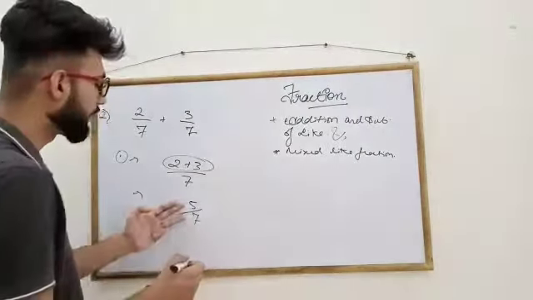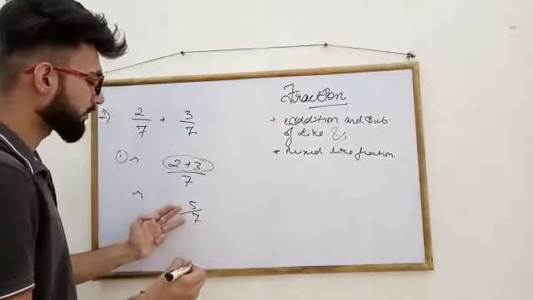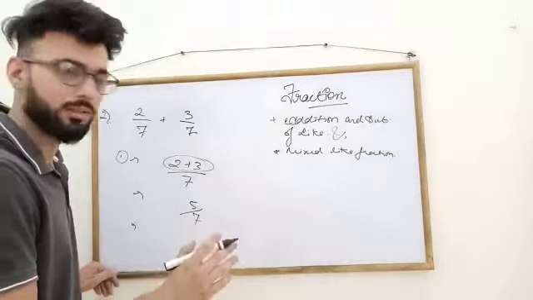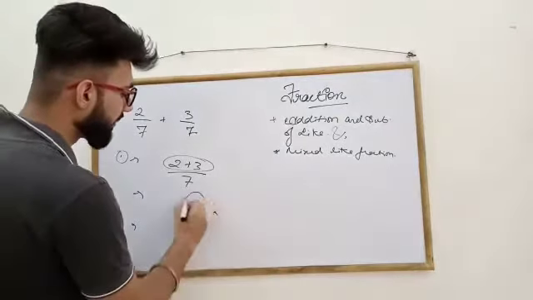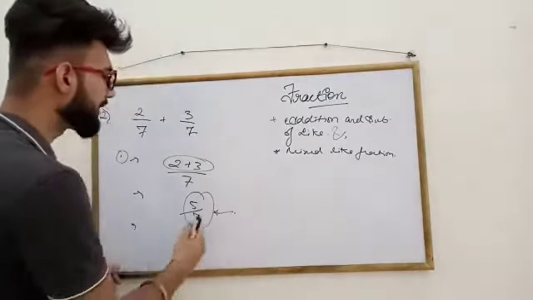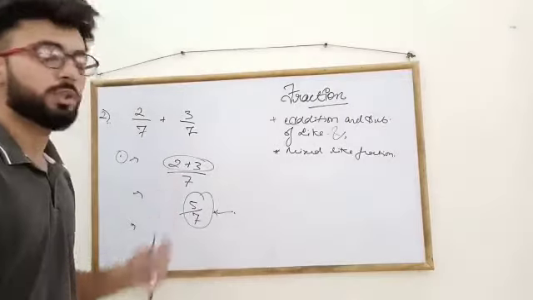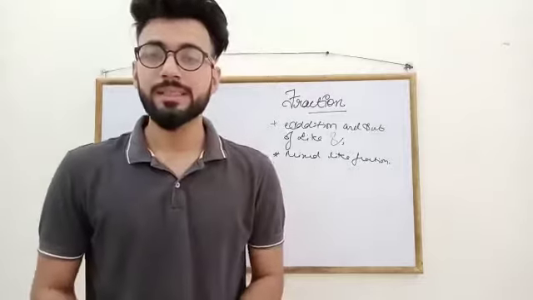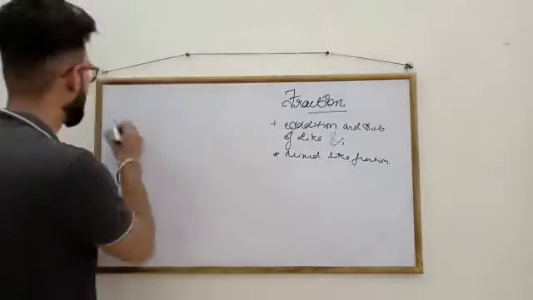Now, the third step, we need to simplify it. We need to bring it down to the simplest form. So, do 5 and 7 have any number in common, any multiple? No. So the answer would be 5 upon 7 itself. So in this manner, we solve addition of like fractions. Now, let's move on to the second topic, that is subtraction of like fractions.